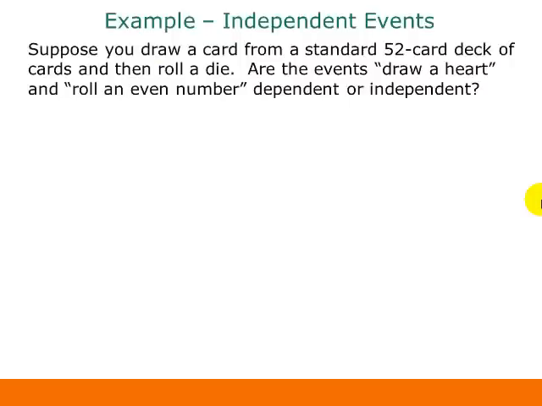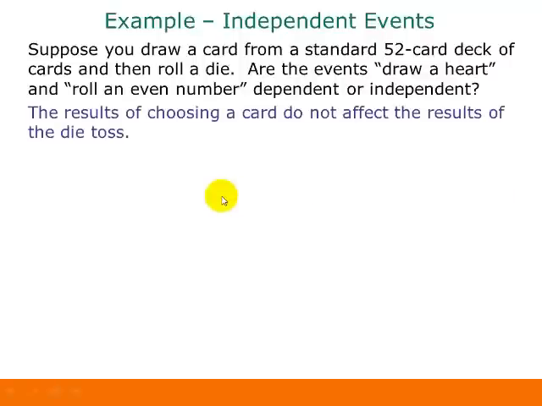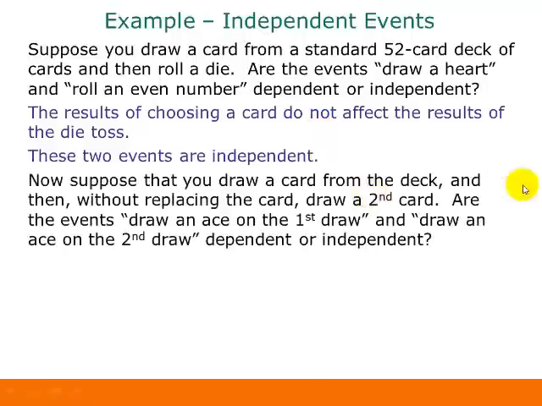Here's an example of independent events. Suppose that you draw a card from a standard 52 deck of cards and then roll a die. Are the events "draw a heart" and "roll an even number" dependent or independent? Well, the results of choosing a card do not affect the results of the die toss, so these two events would be independent.